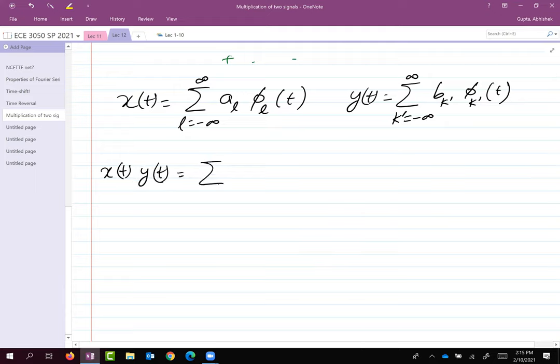What do I get? There'll be a double summation. Have any of you multiplied two series before? So this is the multiplication of two series. What would this be equal to? Any thoughts? Would just be the first summation, second summation, and then the products of the L's and the K things. Right. AL BK prime phi L of t phi K prime of t.